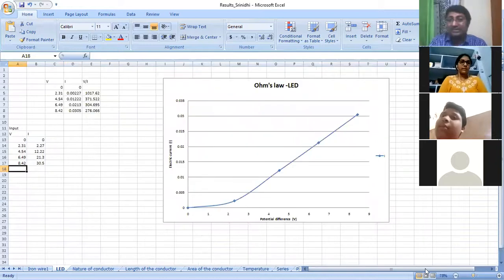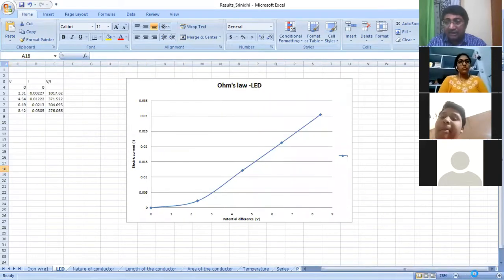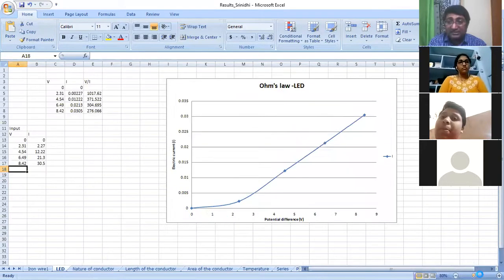You can see the graph, clear non-linearity. Let's focus on the graph for a few seconds. I want to talk about resistance within this graph.